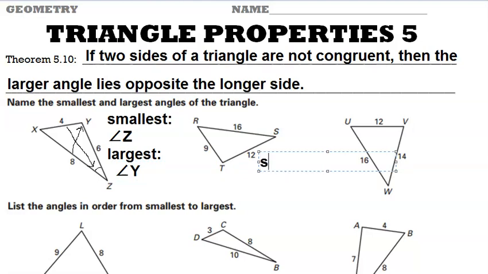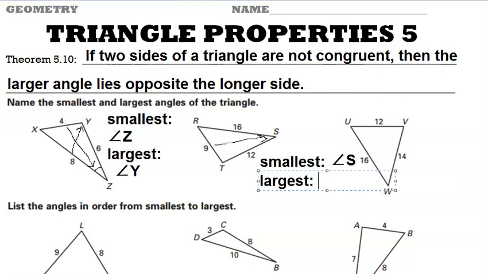All right, let's try again with the next one. The smallest side is RT. If you were to go opposite, you would end up pointing to angle S. All right, that means the largest side is 16. So if you want to know what the largest angle is, once again, you're going to point and you're going to go opposite, which would put you at angle T.